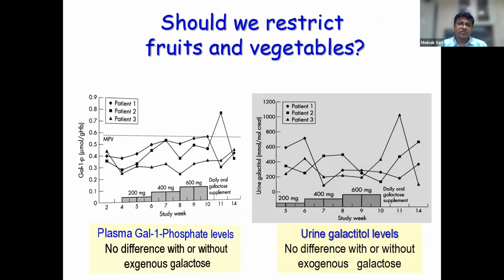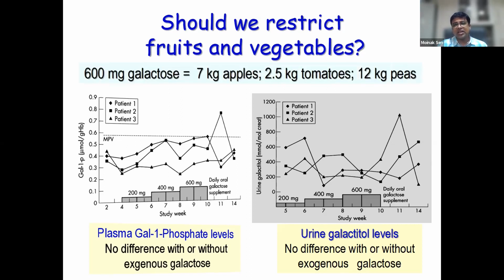So this was a study which was done many years back, and they took a handful of patients and then they started giving them escalating doses of galactose in their diet, 200, 400, 600. And they measured the galactose-1-phosphate levels and the urine galactitol levels, and they found that there is no difference even if you consume too much galactose in your diet, especially in the form of fruits and vegetables.